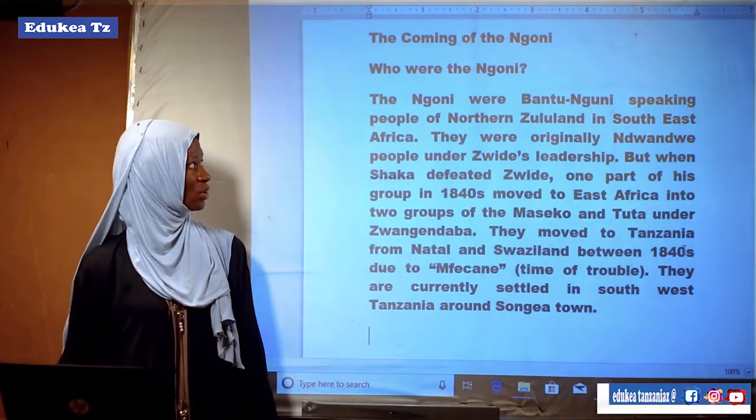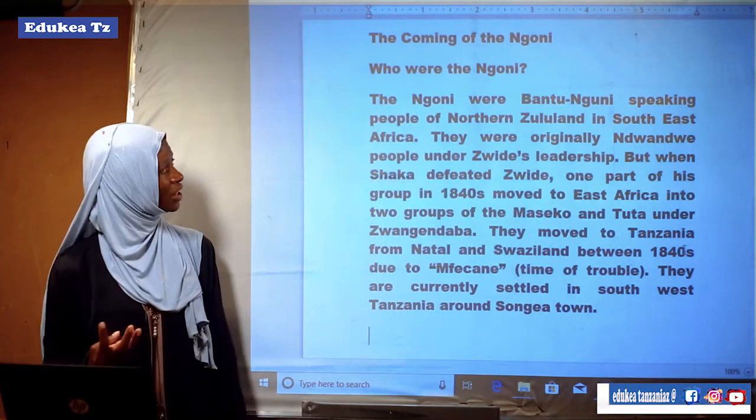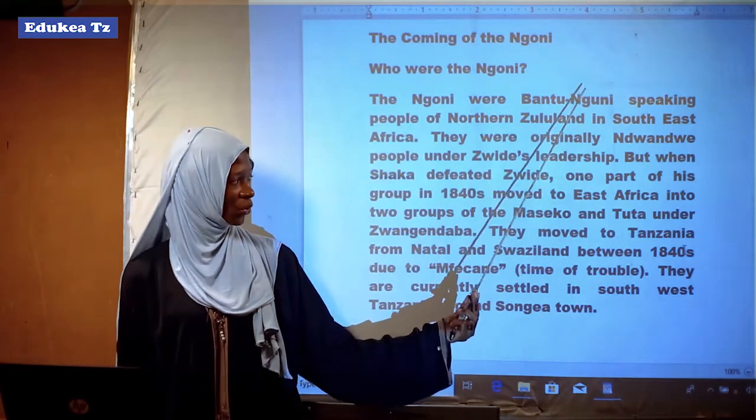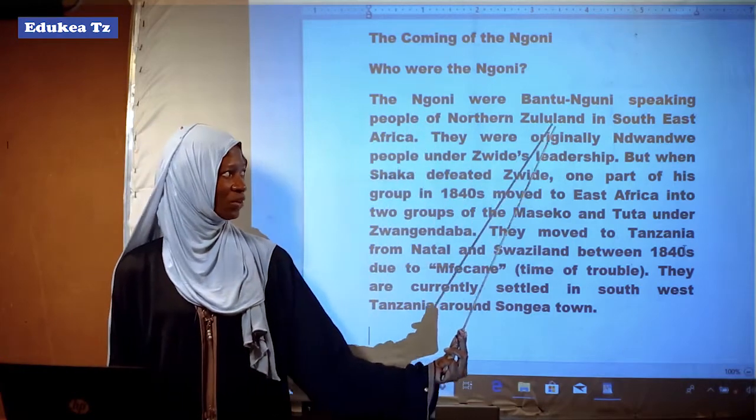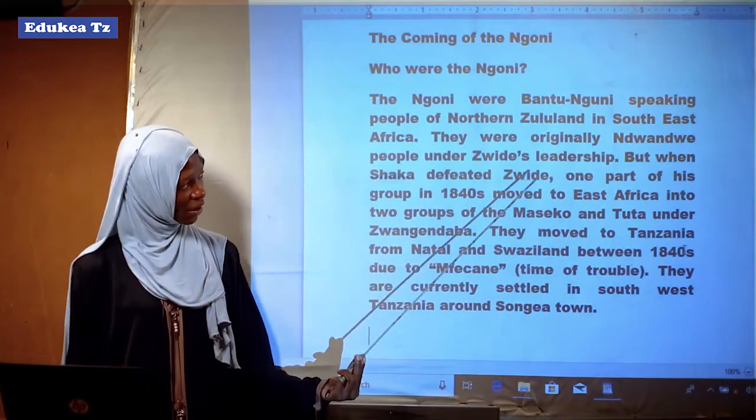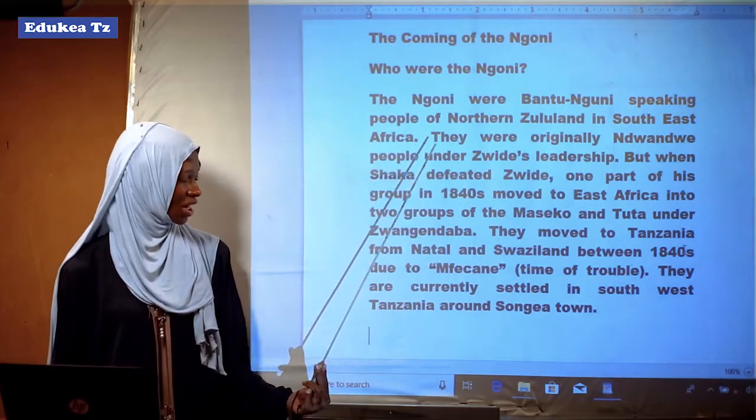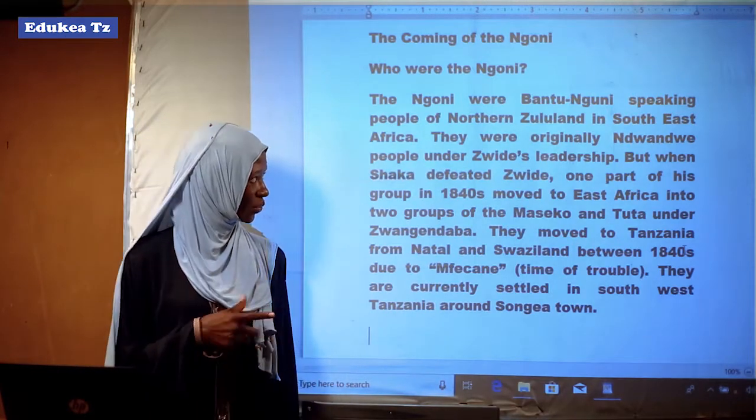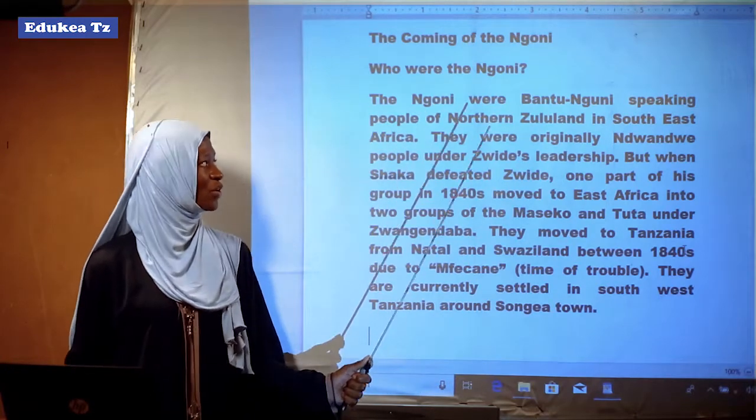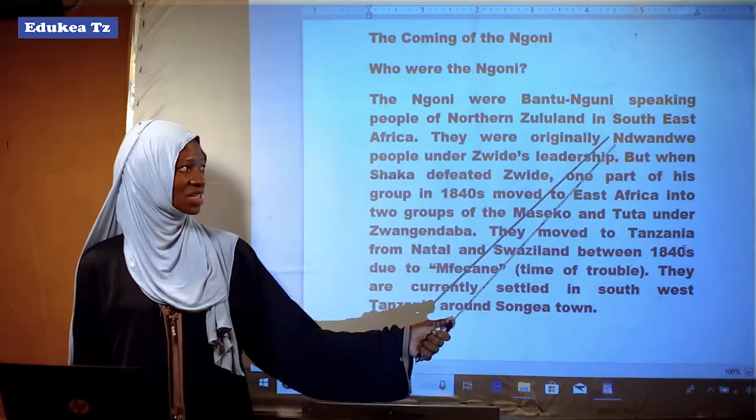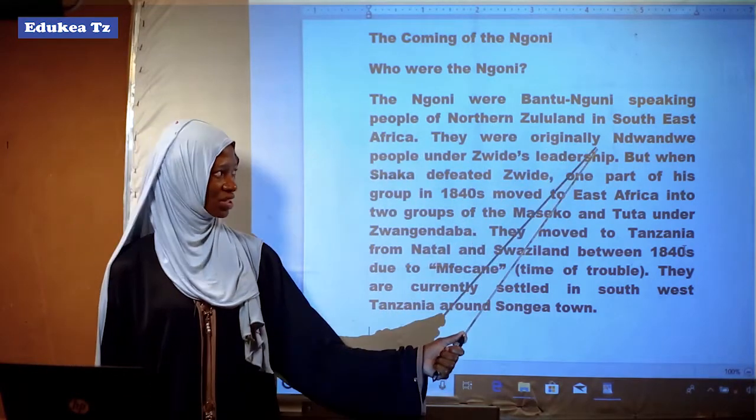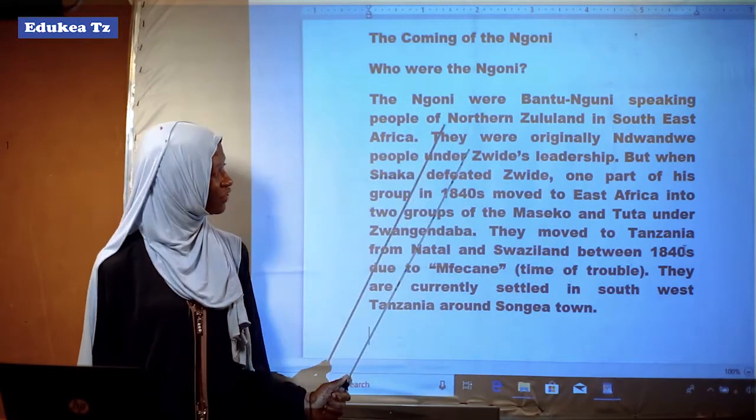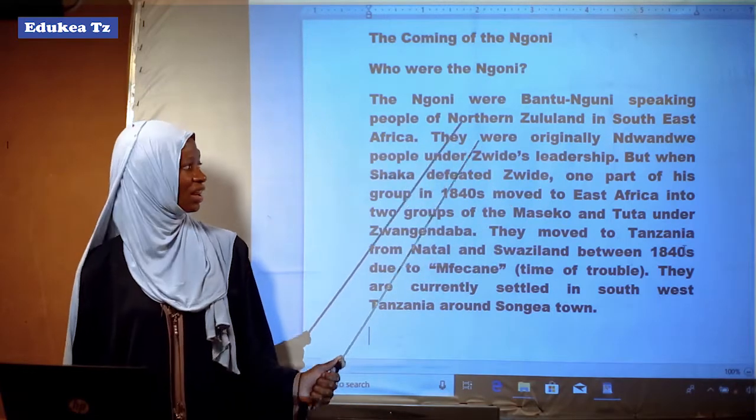So now let's see, who were the Ngoni? When you hear about Ngoni, what was their origin? Ngoni were Bantu Nguni-speaking people of northern Zululand in Southeast Africa. They were originally Ndwandwe people under Zwide's leadership. So before, they were known as Ndwandwe under the leadership of Zwide.